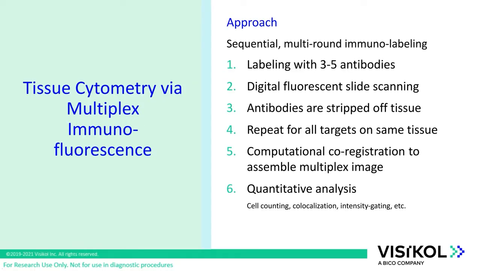So how does this work? The approach is essentially sequential multi-round immunolabeling. The way that this works is by taking a tissue section, labeling with 3 to 5 antibodies, then we do digital fluorescent slide scanning. After that, we strip the antibodies off the tissue using a proprietary reagent that we developed here. We repeat this process over and over until we've covered all the targets on that same tissue. Then we use a computational co-registration algorithm to assemble this into one big mega stack of an image that contains all the different channels. And that allows us to conduct quantitative analysis where we do cell counting, colocalization, intensity gating, etc.